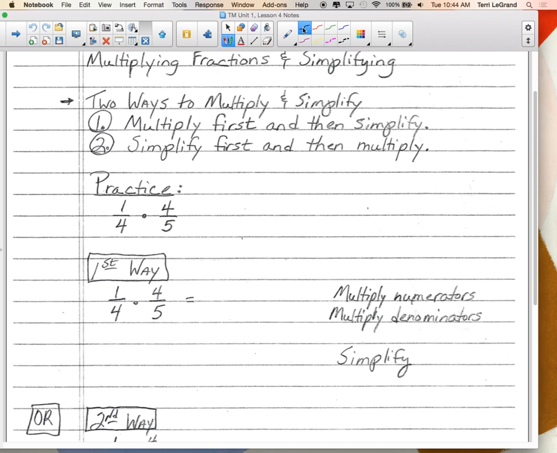See, so two ways to multiply and simplify. The first way, you just multiply the fractions first, and then after you get the answer, you simplify. Or the second way, you simplify first, and then you multiply. The second way is probably a little friendlier when you're going to have to deal with bigger numbers. But we're going to practice both ways.